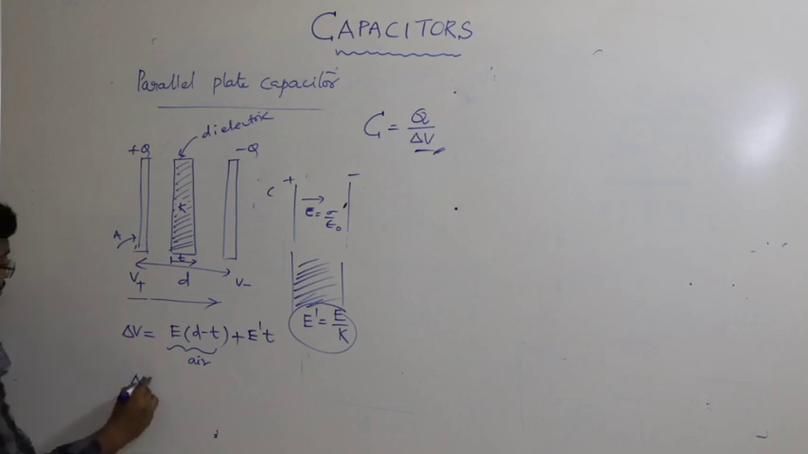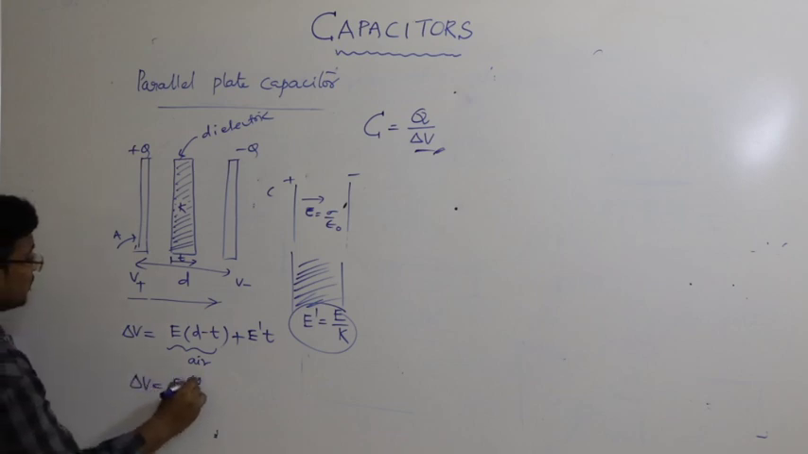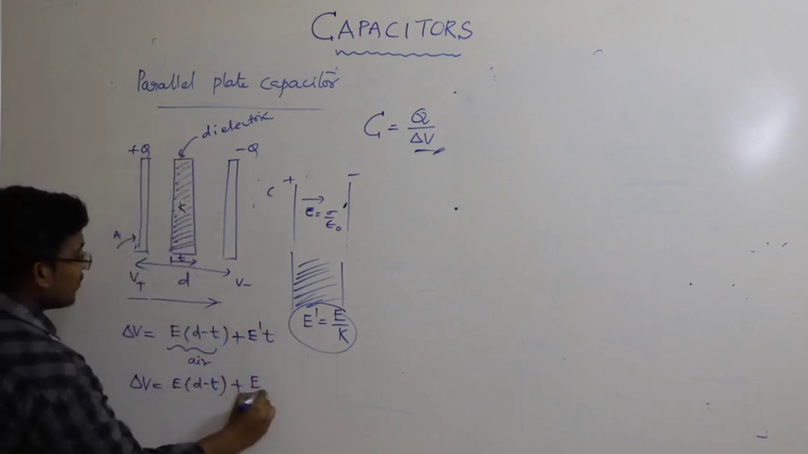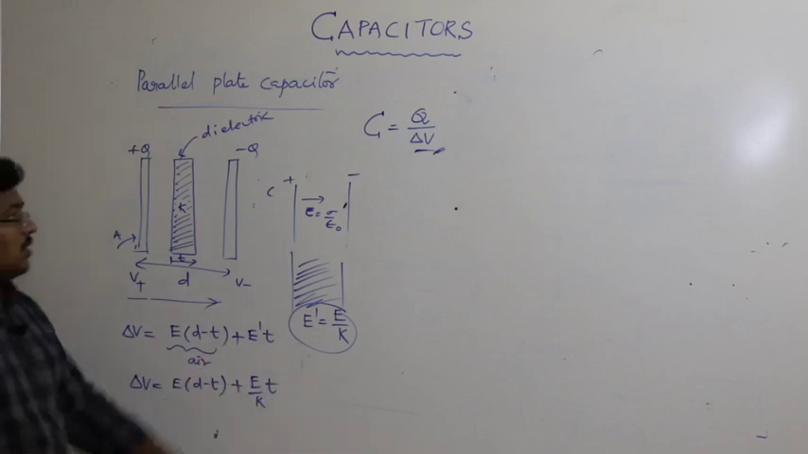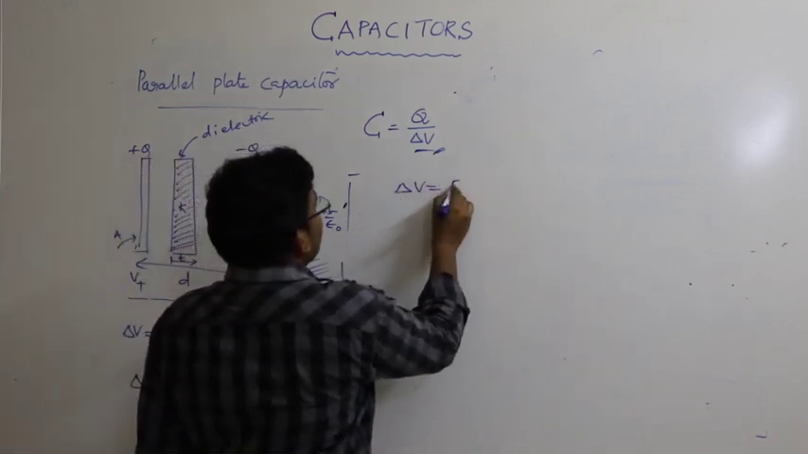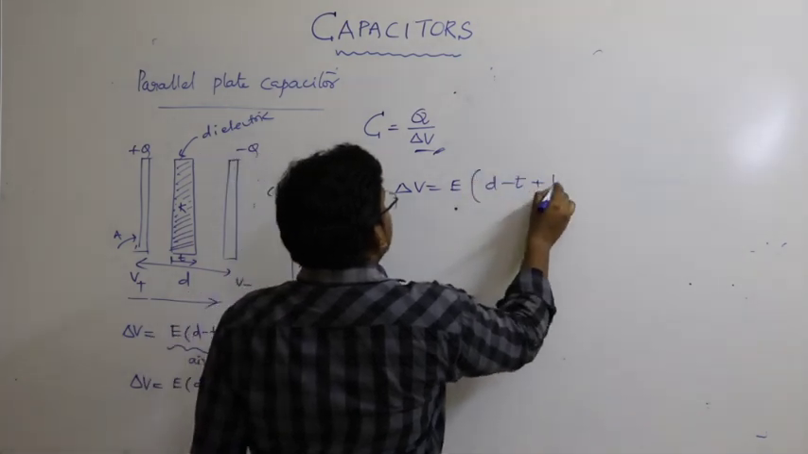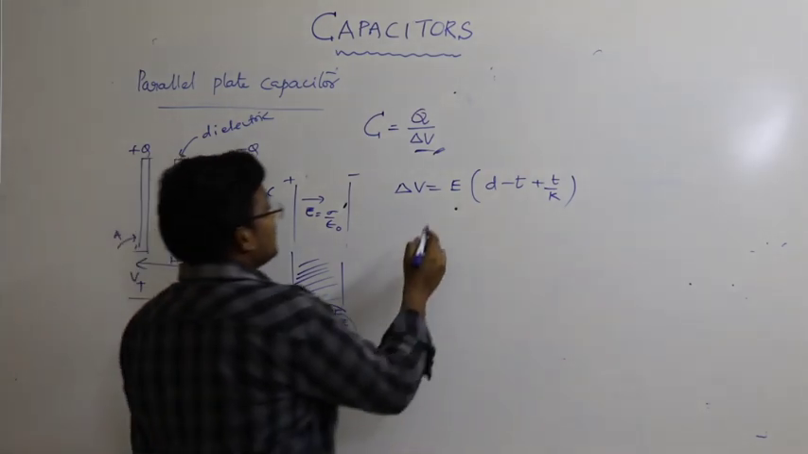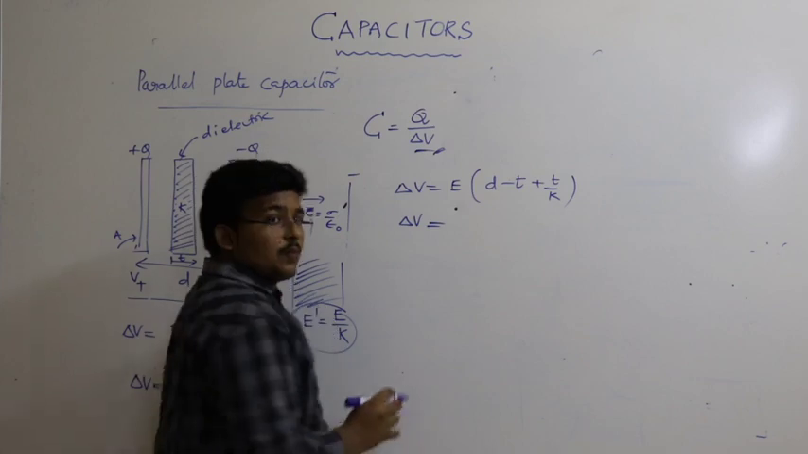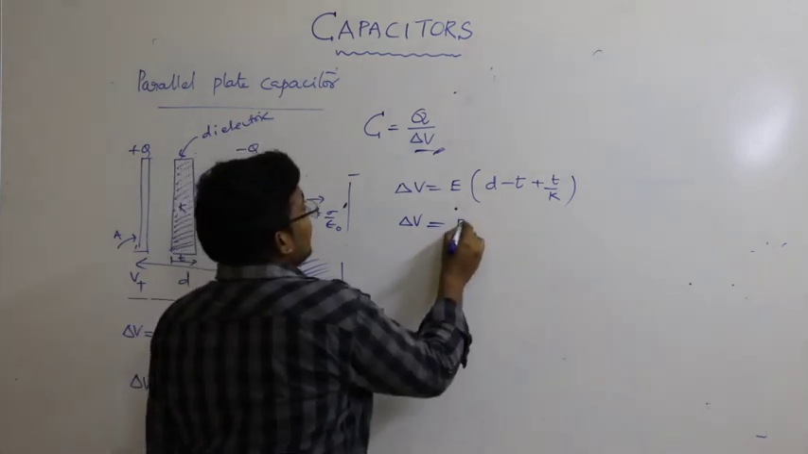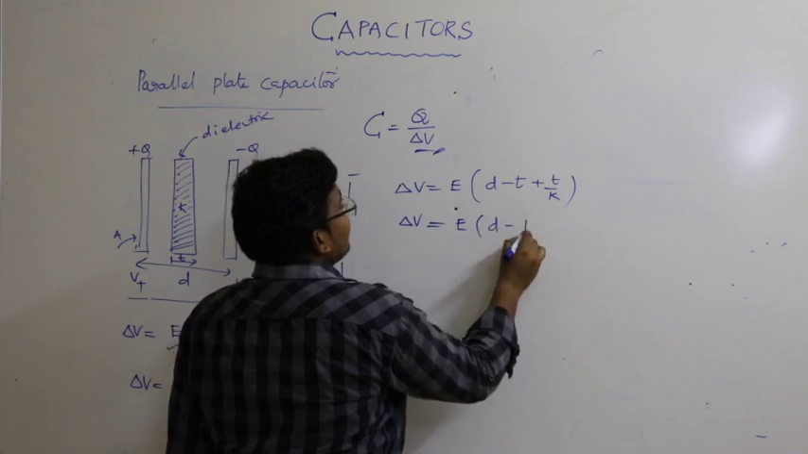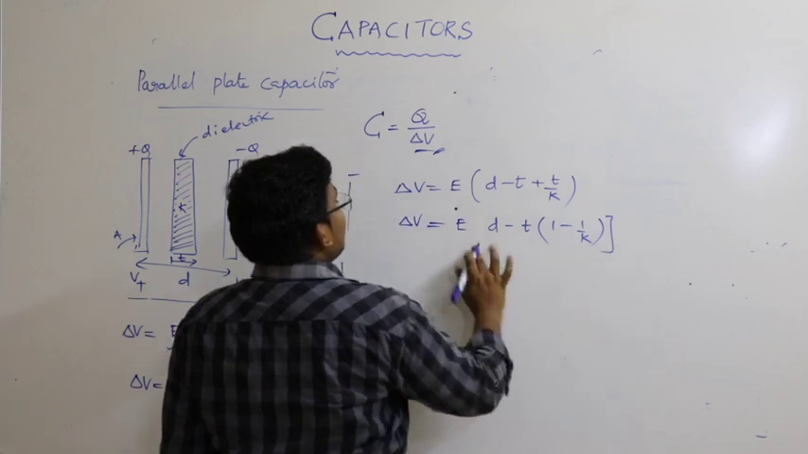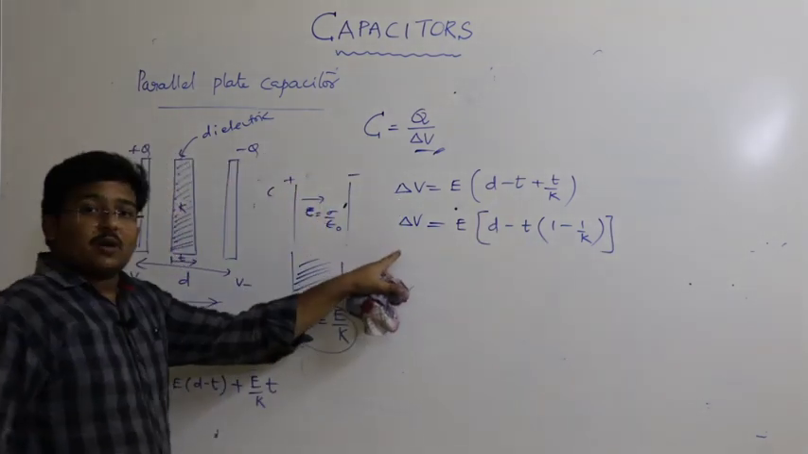Now delta V is equal to capital E into D minus T, plus in the material the electric field, as I told you, is E by K into T. If you take E common, that will be D minus T plus T by K. Then delta V is equal to E into D minus T, which I will take out, so 1 minus 1 by K. This is how I got delta V.